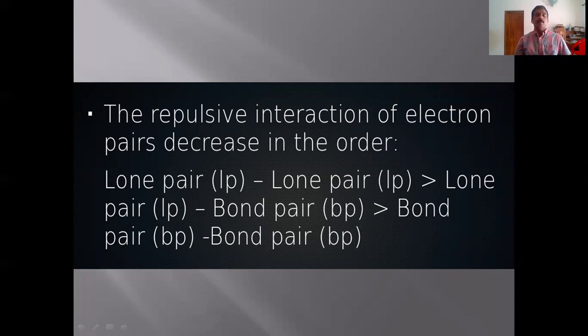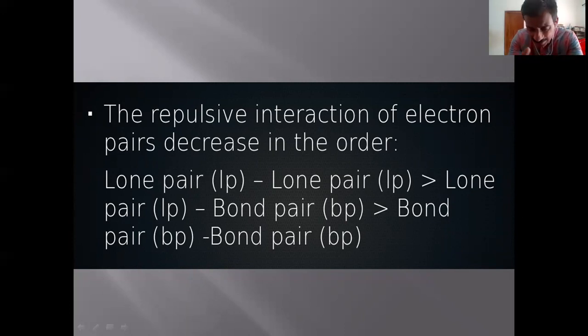So here, LP is the short form of lone pair, and BP is the short form of bond pair, so you don't mistake it. It is lone pair LP, bond pair BP. There are many other full forms for BP, LP, etc. But here you have to consider it as lone pair and bond pair.